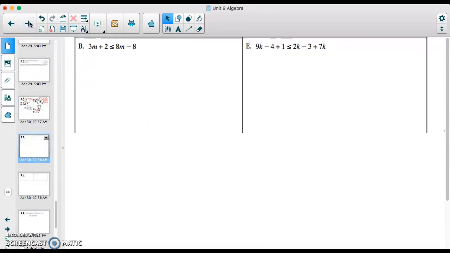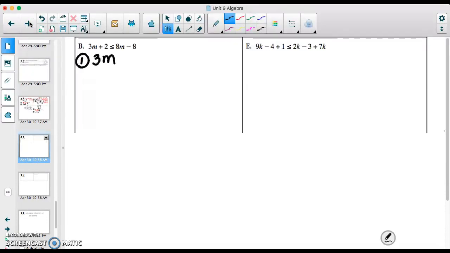Let's try a couple more here. Letter B. First step is to change it to an equal sign and then solve normally.